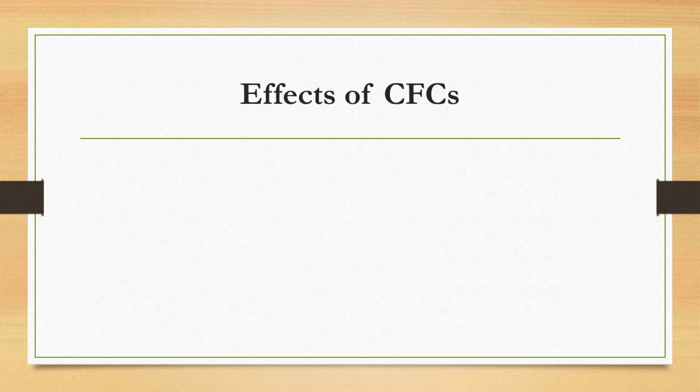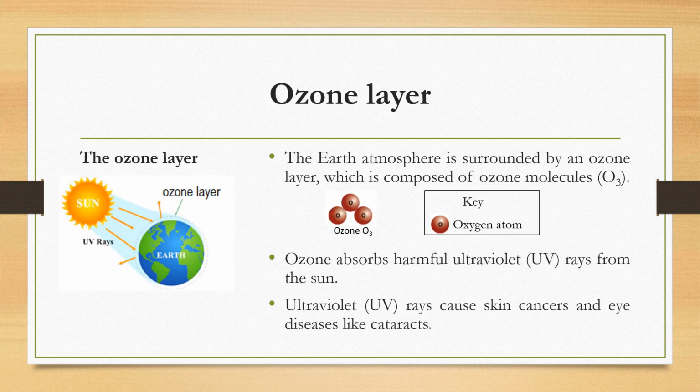You have now learned about some sources of CFCs. Now let us have a look at the effects of CFCs on the environment. To understand the effects of CFCs, you must first learn about the ozone layer. The Earth's atmosphere is surrounded by an ozone layer which is composed of ozone molecules. One ozone molecule has formula O3 and it consists of 3 atoms of oxygen chemically joined together.